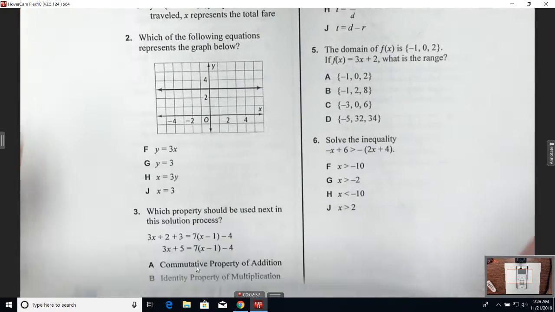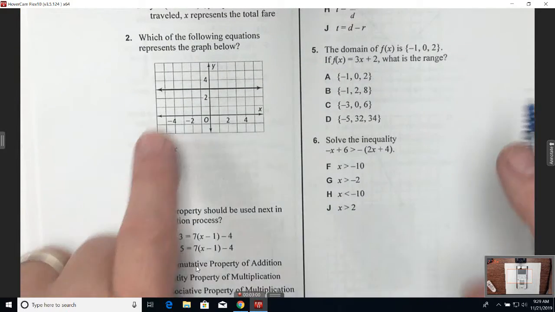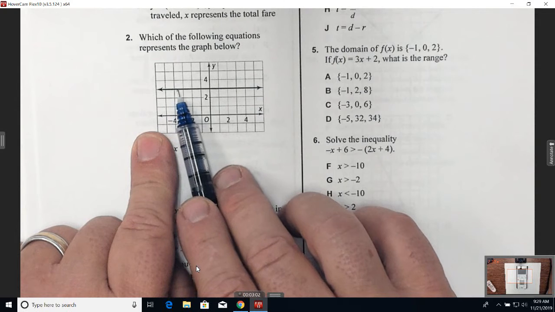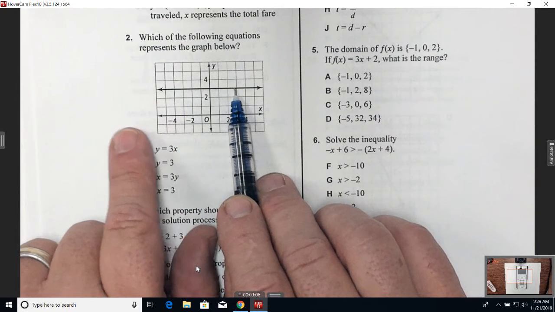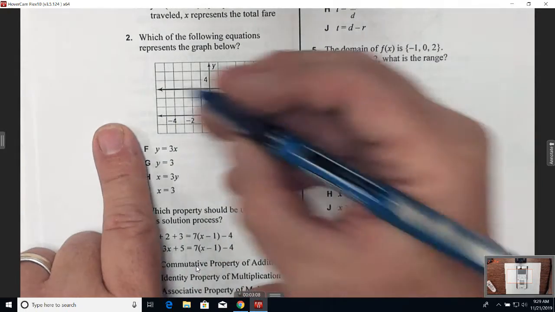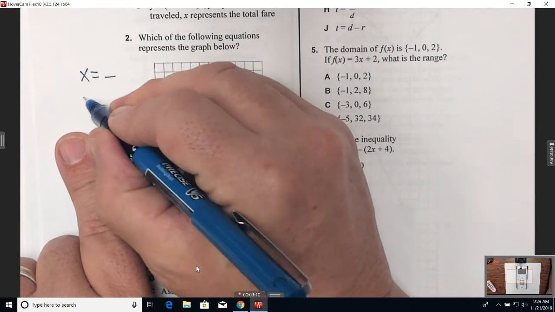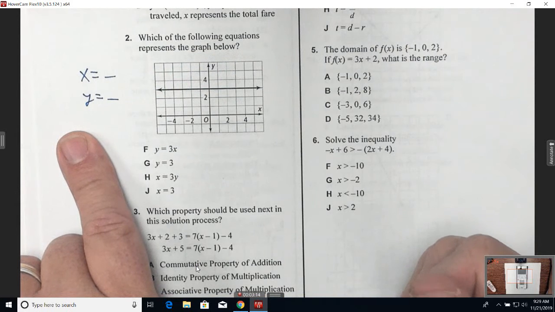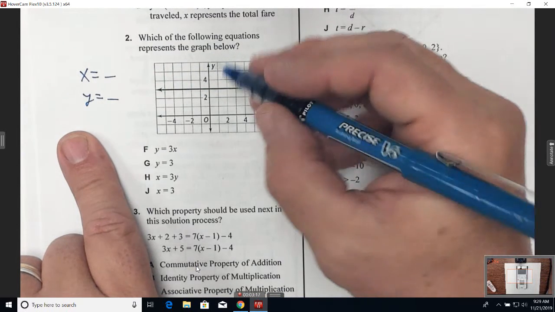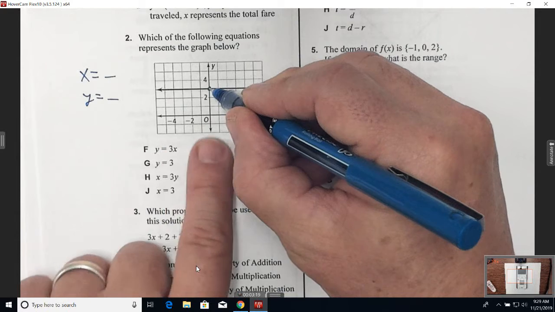Which of the following equations represents the graph below? Well, what is this graph of? It's a graph of a horizontal line. So we have to remember the graph of a horizontal line is that x is equal to some value or y is equal to some value. Do y'all remember? It's always y is equal to some value. And what is y always equal to?